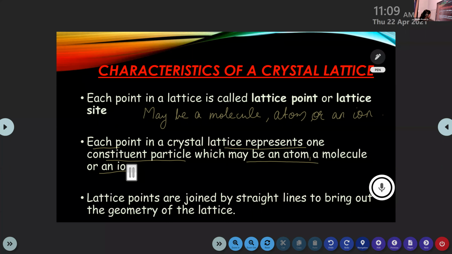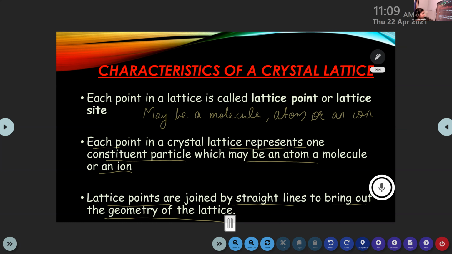And these lattice points are joined by straight lines to bring out the geometry of the lattice. That means this lattice point creates the shape of that molecule. In the case of the previous figure, you observed that there are certain points and we draw a straight line through these points. We obtain a cube structure, a large cube structure. So when we join these points through straight lines, we obtain the geometry of that lattice.